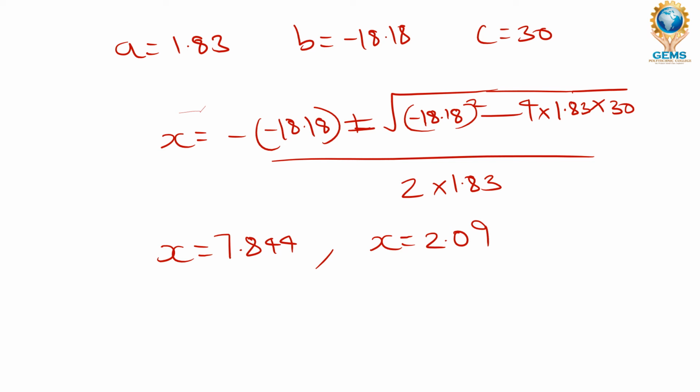Now we are going to substitute this x value. This x value is nothing but our d value. Our d values are 7.8444 or 2.09. Now we are going to substitute in the equation of b.